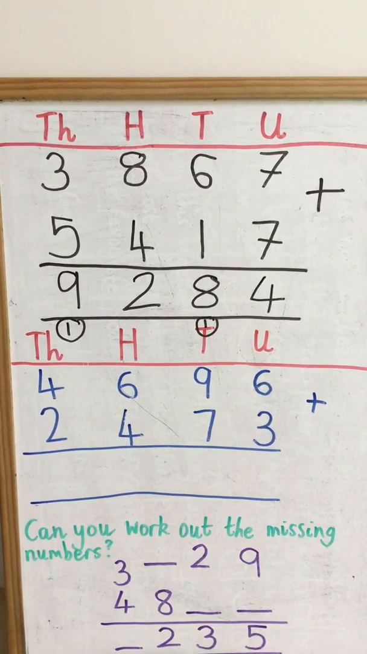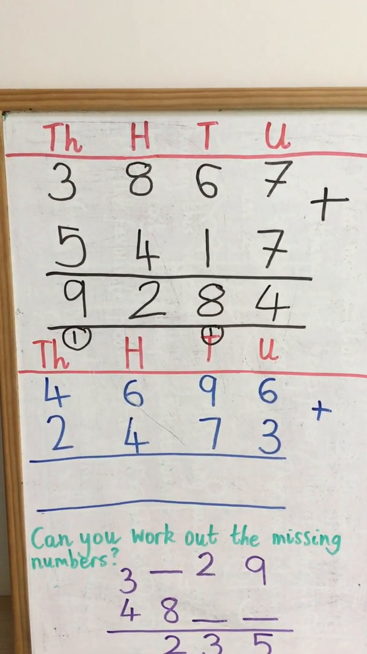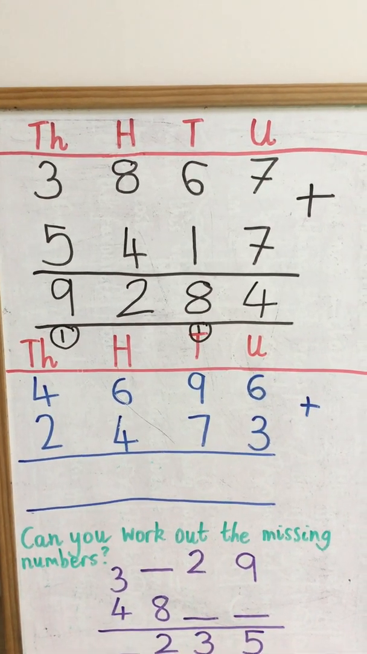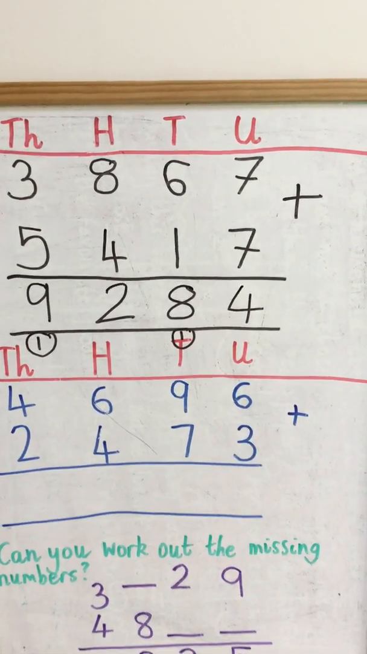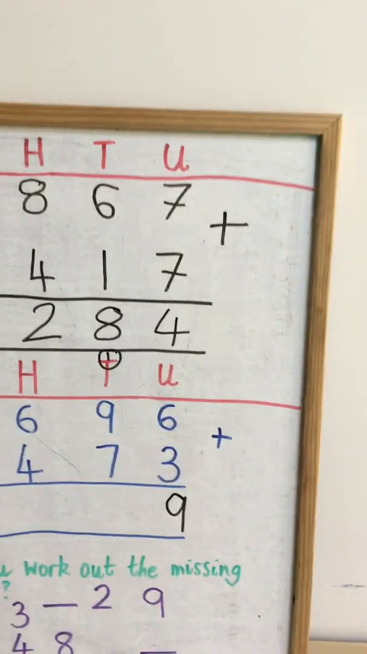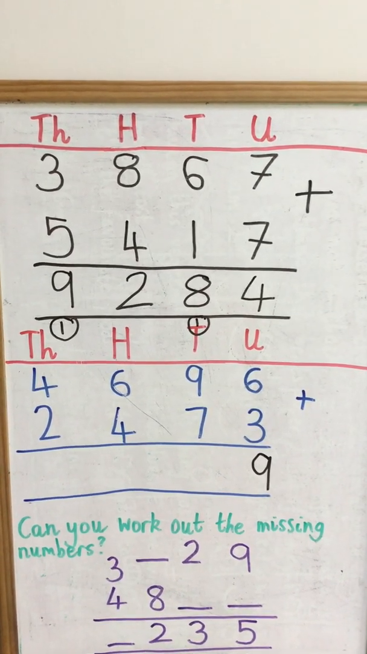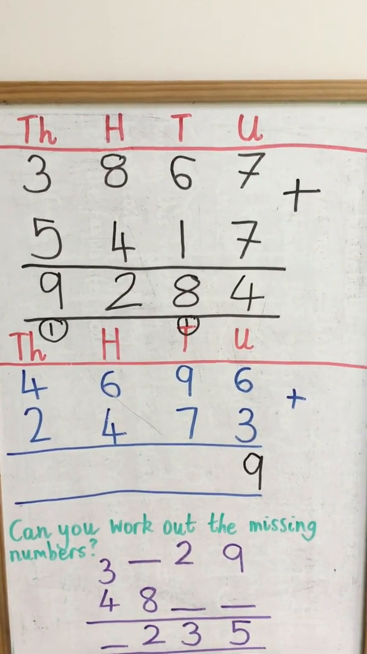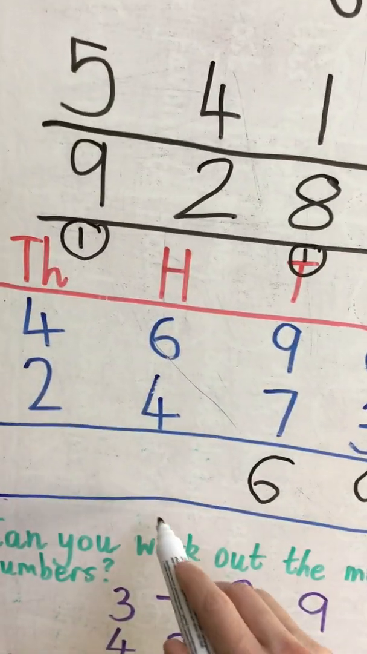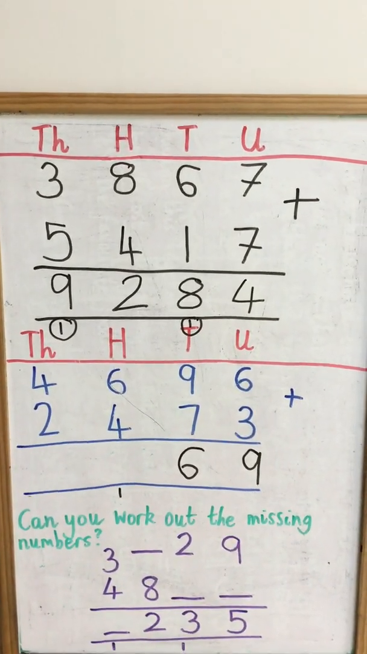My next sum is 4,696 plus 2,473. Starting first with the units, 6 plus 3 is 9. No need to carry over any tens there. Looking now at my tens, 9 plus 7 is 16. So I need to pop my 6 in and transfer my tens into the hundreds column.